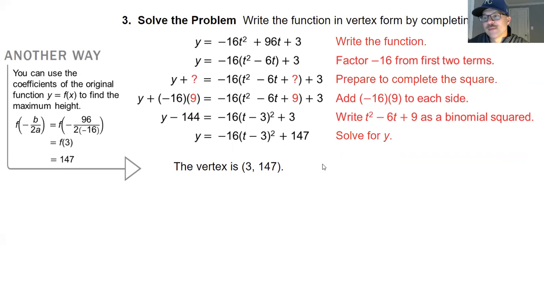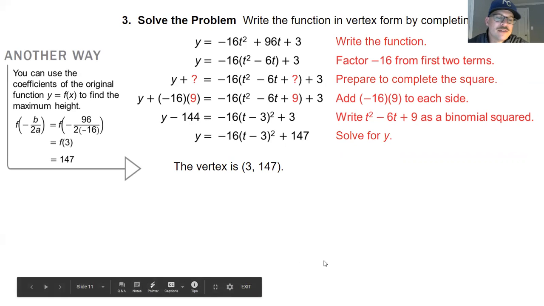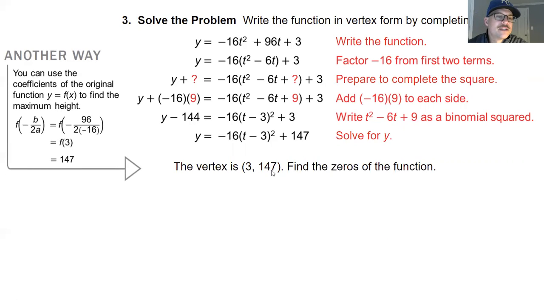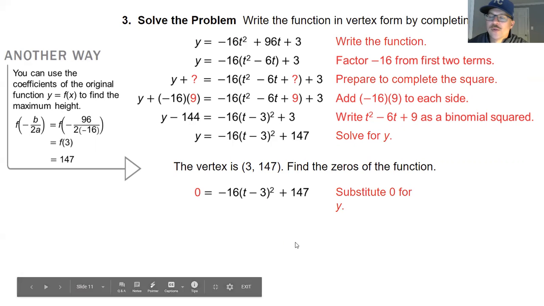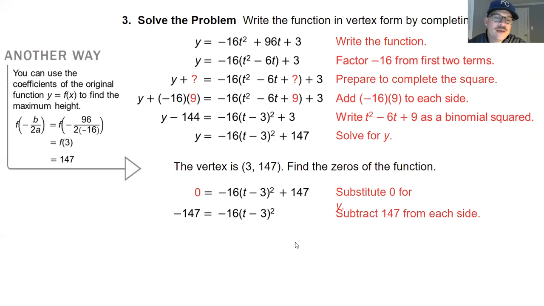You could have also done this in standard form, but I know some of you don't like doing your -b/2a equation and then plugging it back in to get your height. So the 3 gives you the axis of symmetry, but getting the 147 involves a little bit more algebra. With the height being 147 as the max, we now need to find the zeros. We're going to take the equation we just wrote in vertex form and plug in a 0 for y, because that's what we're trying to solve for. Move that 147 over to the left-hand side.